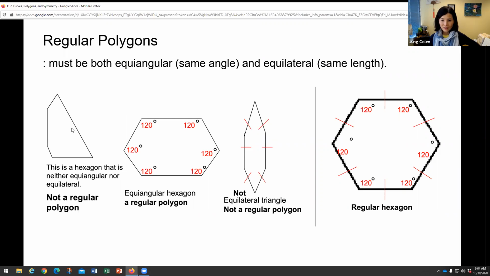So this is not a regular polygon because of course this is too long, right? The angles are not all equal and the sides are not all the same. So it is not a regular polygon.